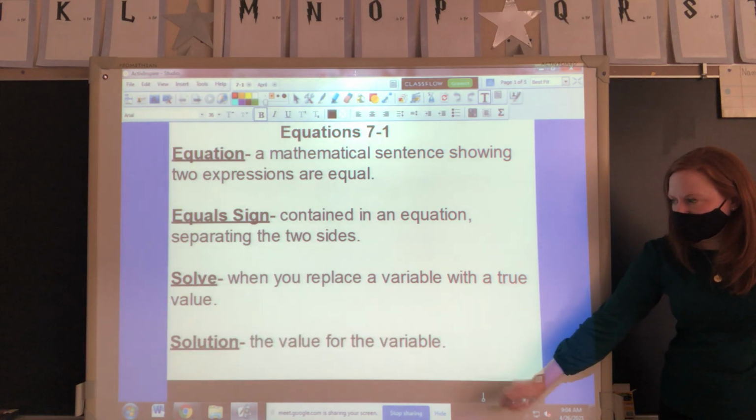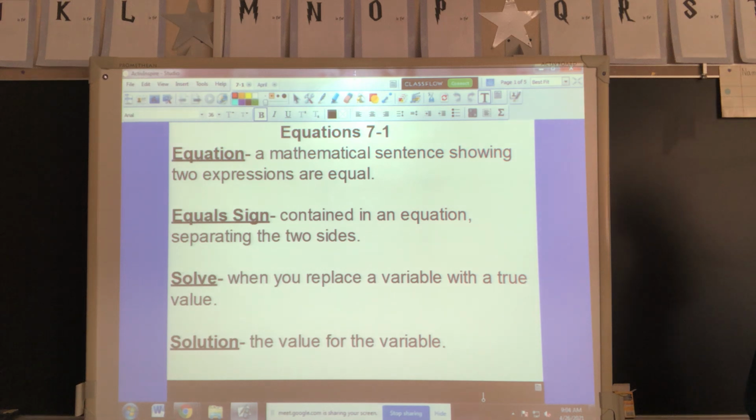And then the last one, solution. So the value for the variable. So again, if you're given a problem like 1 plus 2 equals x, and they say, what does x equal? X equals 3. So it's the solution that you get. So solving is the actual working out of the problem, and the solution is kind of the answer, or the number that you get.